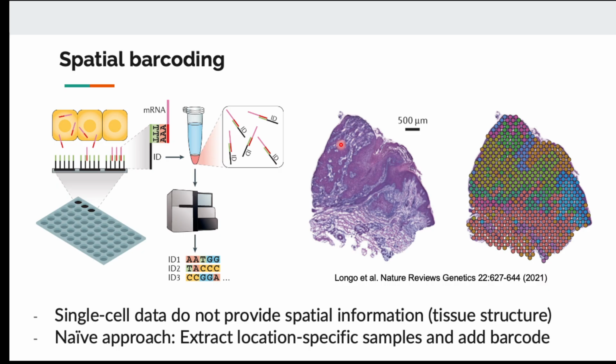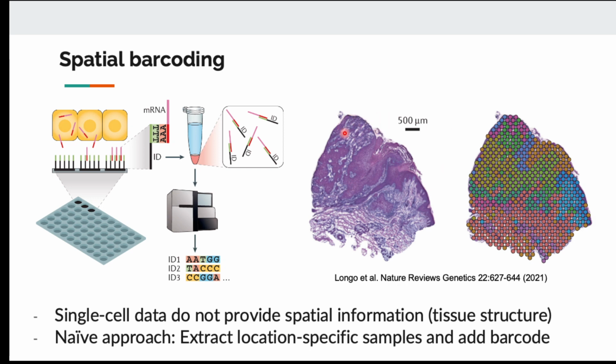So the most straightforward way would be, with single cells, we barcode all the individual cells. So we can also add another barcode for the location on the tissue. We can have a micro needle to sample cells from different locations in the tissues, barcode them with different tags, and then analyze the data. Now we not only have the cell tags, we also have the location tags. So we can reconstruct the structure of the tissue by looking at the location tag. But you can imagine that this will require a lot of work.